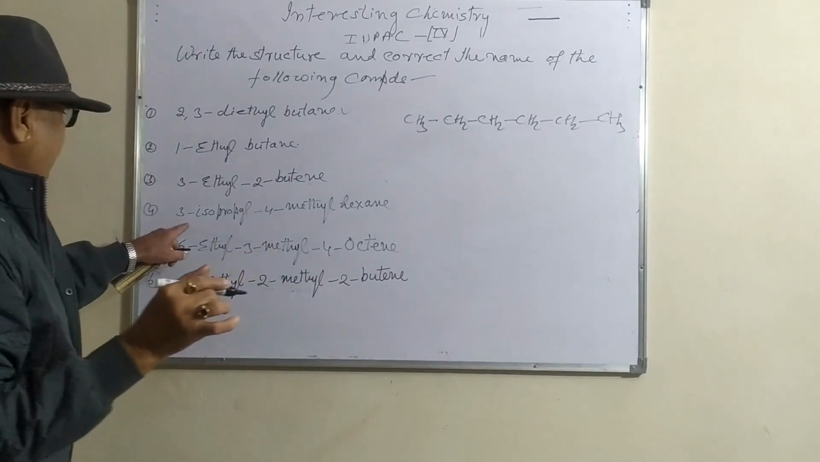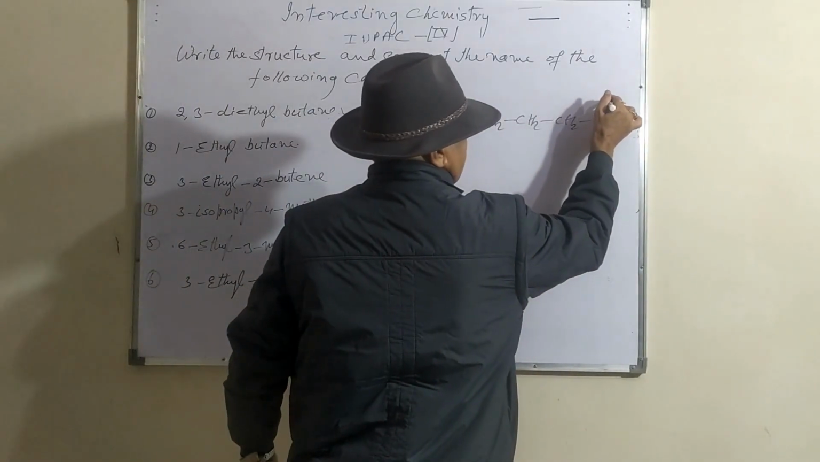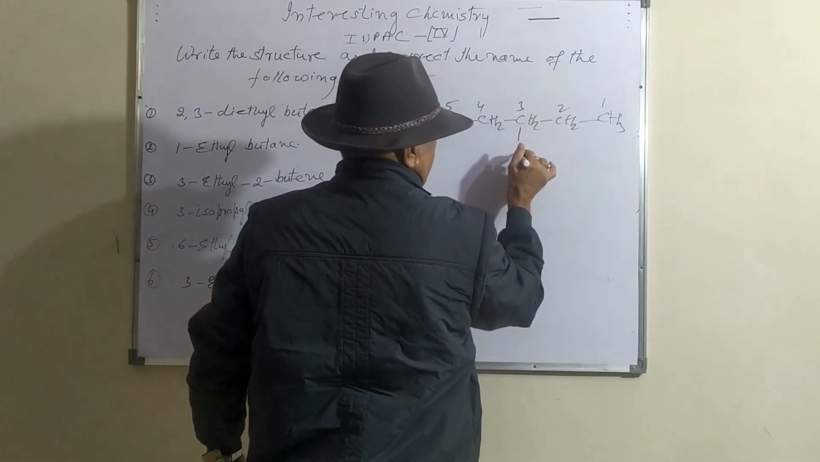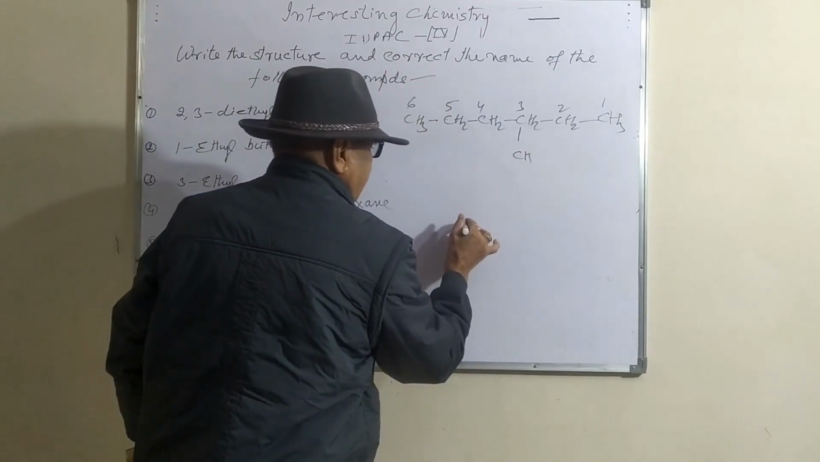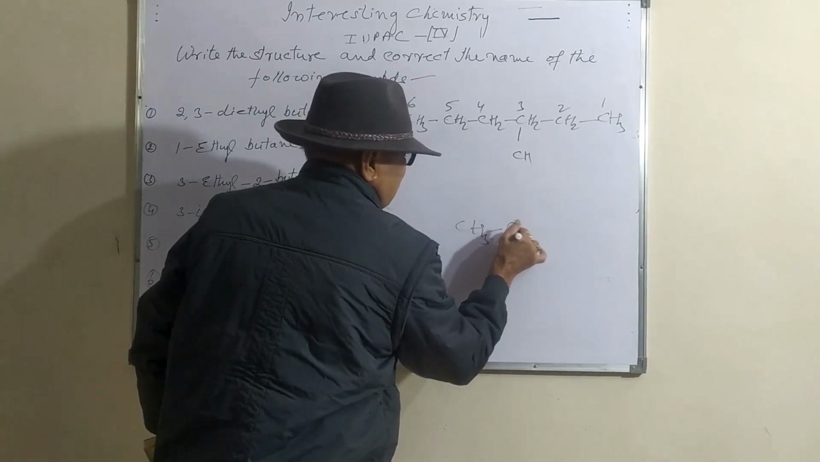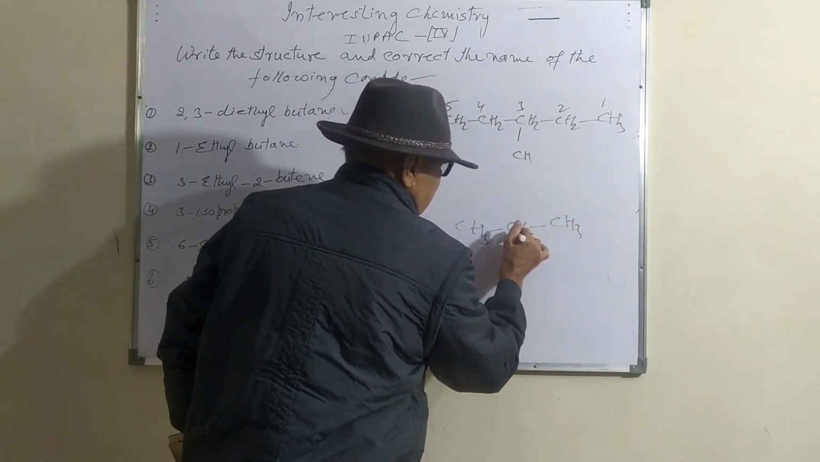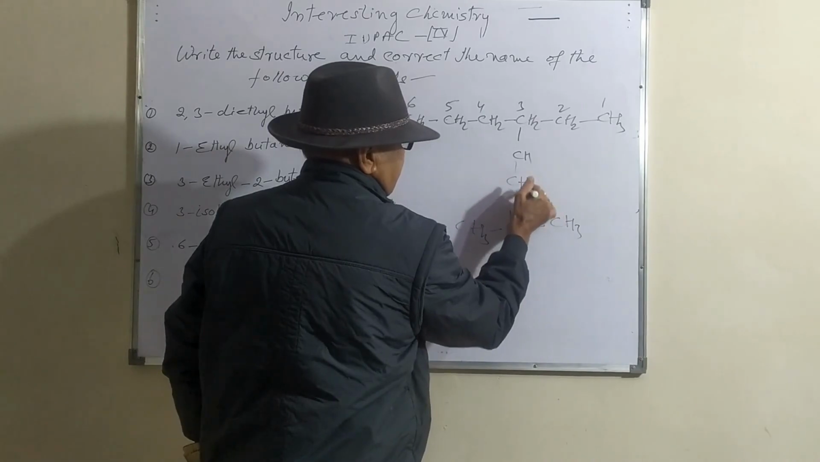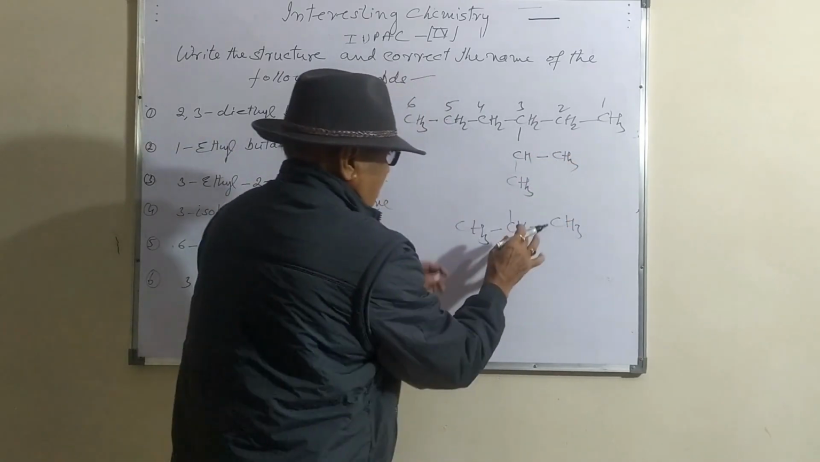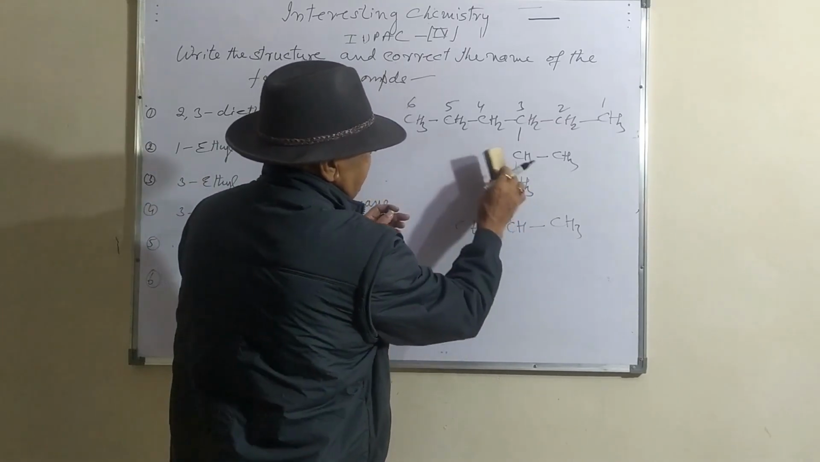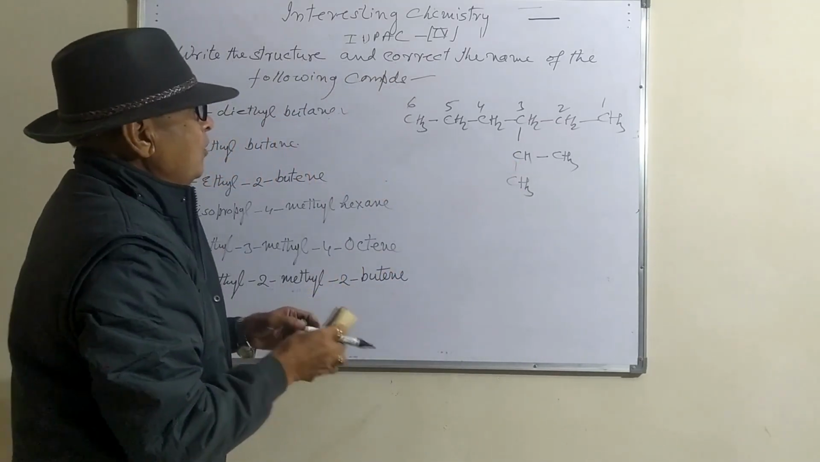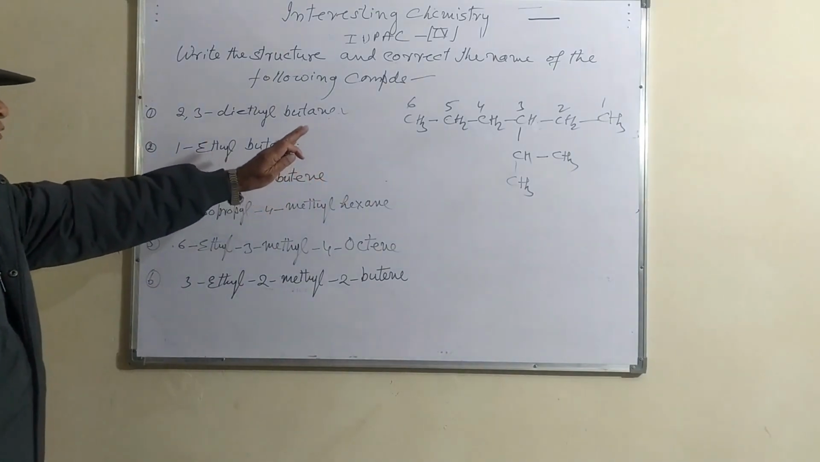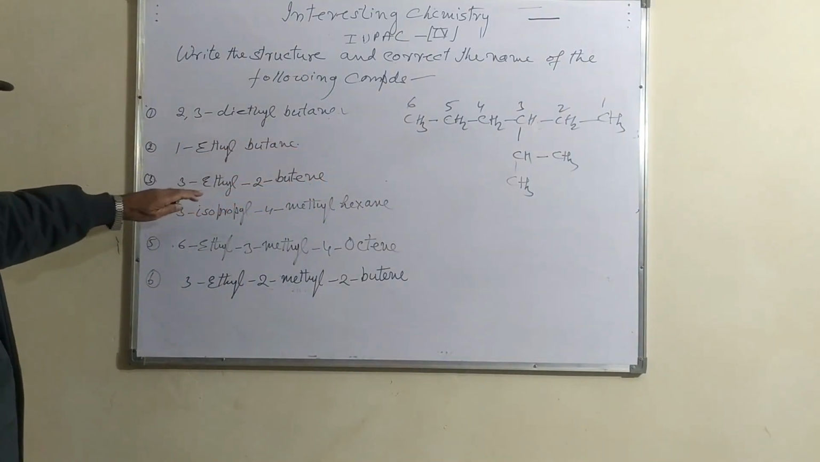And 3-isopropyl. You should give the numbers from here: 1, 2, 3, 4, 5 and 6. Isopropyl is the group I have already told you about: CH3, CH and CH3. You can write this isopropyl group in this way. This is the 3-isopropyl group. When you add this isopropyl, the hydrogen must be 1. This is the actual structure as the name tells us.